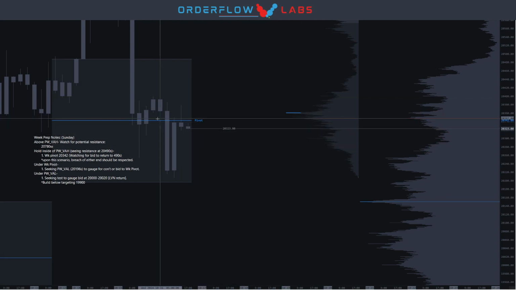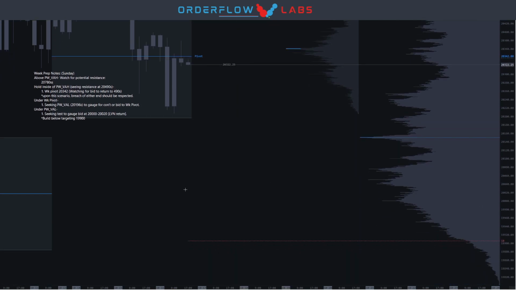But essentially here, as long as we're holding underneath the weekly pivot, I want to see this rotate back and forth between the 240s and weekly pivot. And once we escape that range, then we either test down into the 196 for continuation, down to here at the 20,020s.